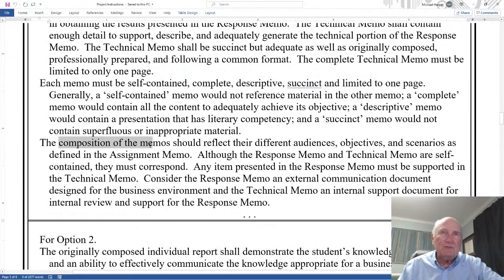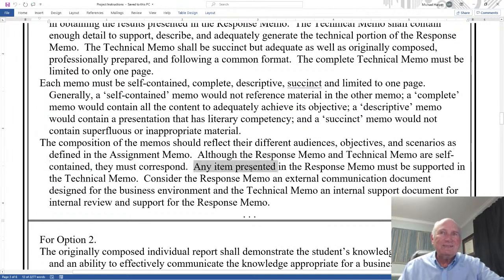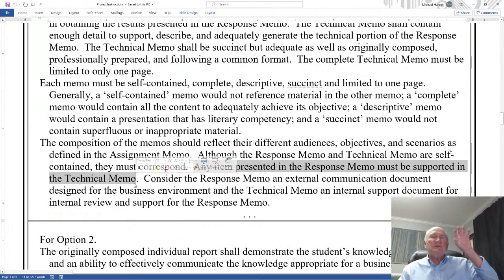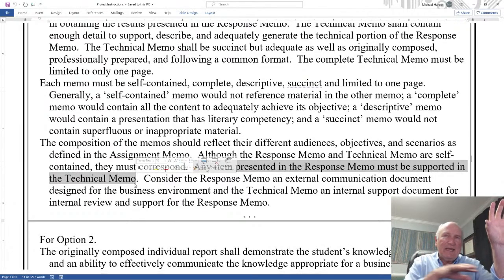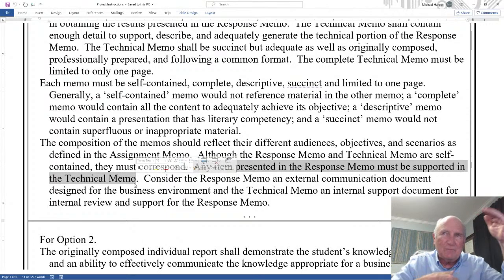Okay, the composition of memos should reflect their different audiences, objectives, and scenarios as defined in the assignment memo. And I'm going to go through the 3 assignment memos in a moment. Although the response memo and technical memo are self-contained, they must correspond. Any item presented in the response memo must be supported in the technical memo. In other words, the response memo is giving the answer. Here's what you need to know. The technical memo is here is how I got that answer that I put in the response memo. That's what I mean by coordinate and correspond with one another.